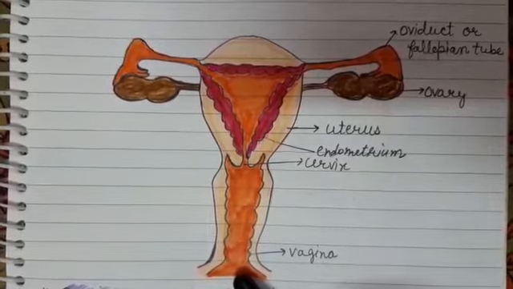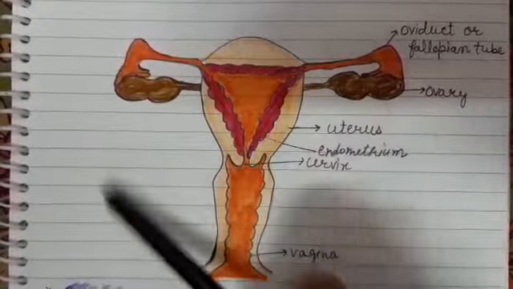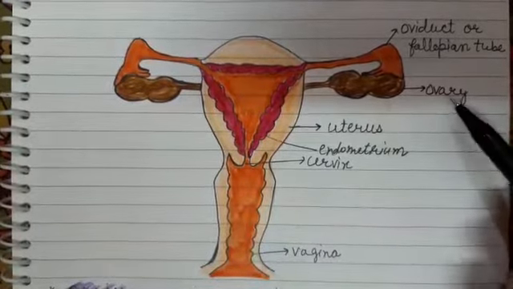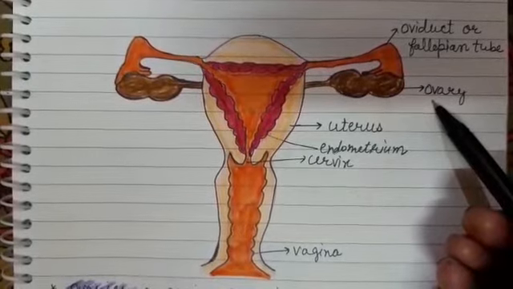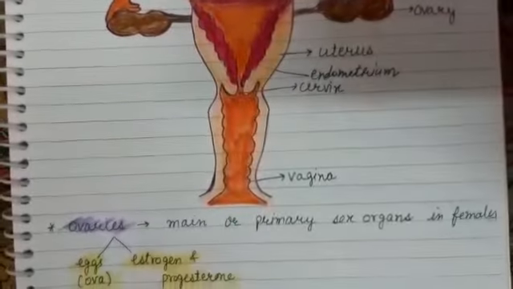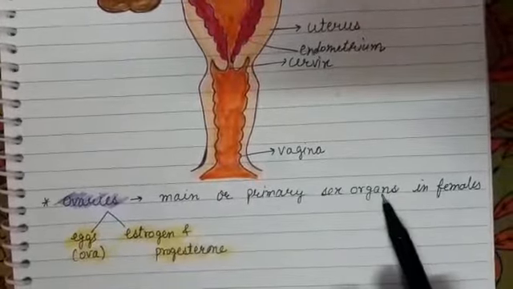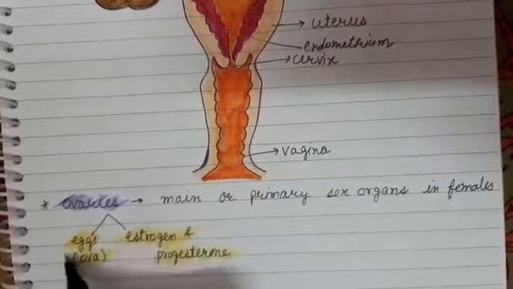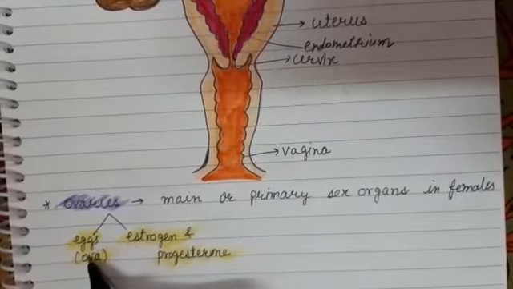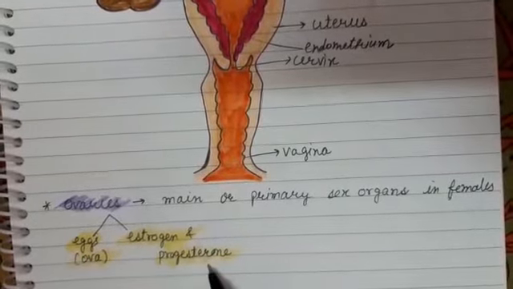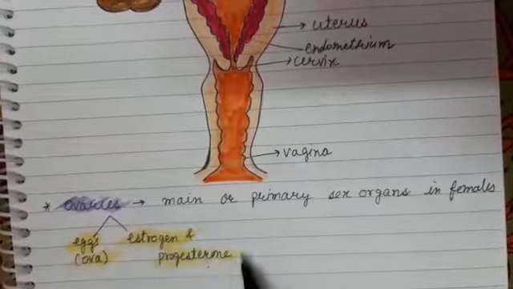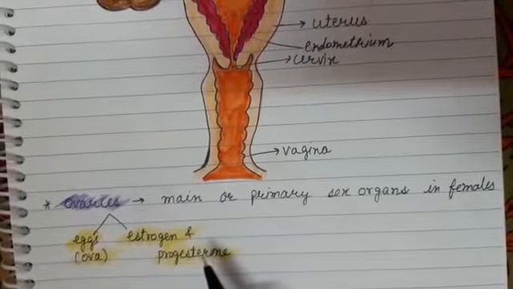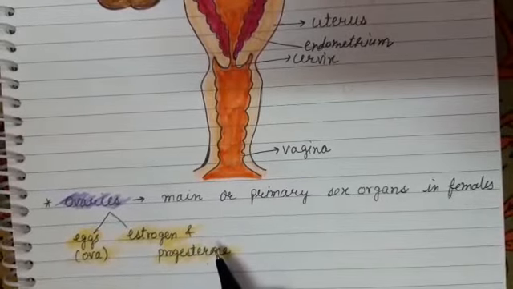So students, in female reproductive system, you have to remember, you have to keep in mind about these ovaries. This is the primary sex organs. It serves two functions. It produces ovum, or you can say egg, and two hormones, estrogen and progesterone, which helps in occurring the secondary sexual characters in females. Okay.